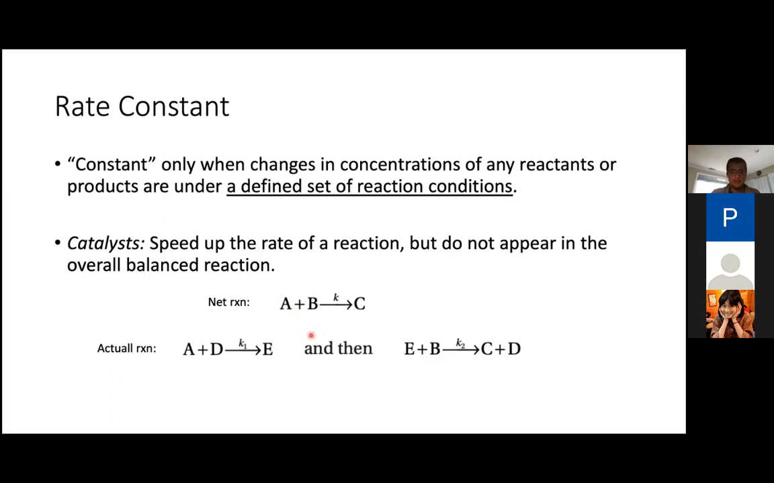So for example, if the net reaction is A plus B producing C, if you dig a bit deeper and look at the actual reaction, D is the catalyst. First A reacts with D to produce an intermediate E, and then E reacts with B to produce the product, and the enzyme or the catalyst is also produced. So when you combine these two together, you get this net reaction. But this catalyst D is very important because you can imagine that if A were to react with B directly, this K will be very small, so it's not possible.